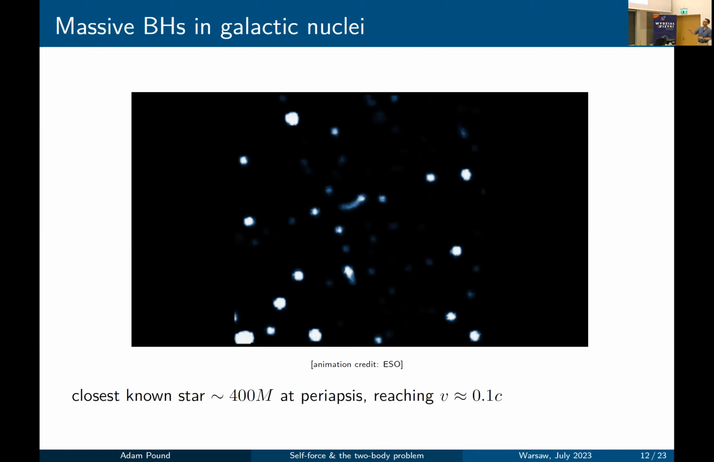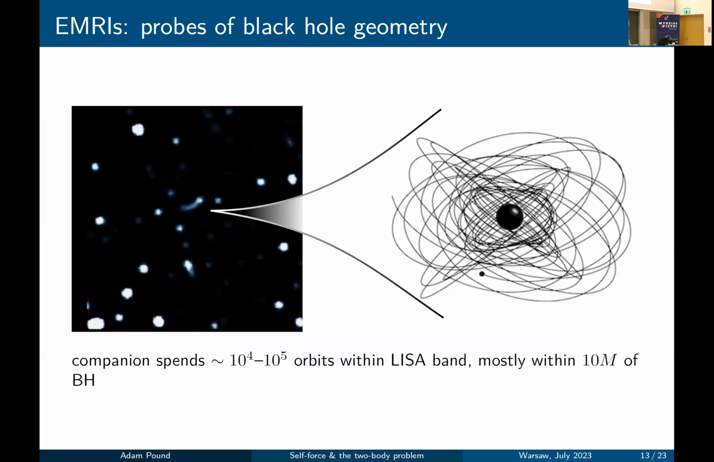The closest known star, the star that's closest to the big black hole, is about 400 times the mass of the big black hole in geometrical units at its closest approach. Even at that significant distance, it's already moving pretty fast, about 10% of the speed of light. But in terms of strong field GR, it's very weak field. So these EMRIs I'm talking about are much, much, much closer. They're really, really, really zooming in here.